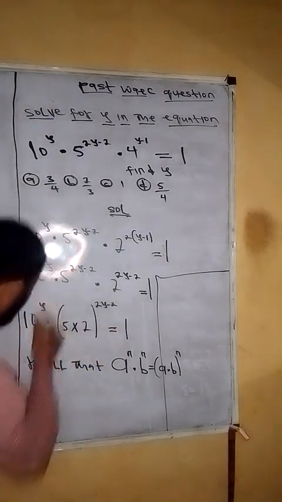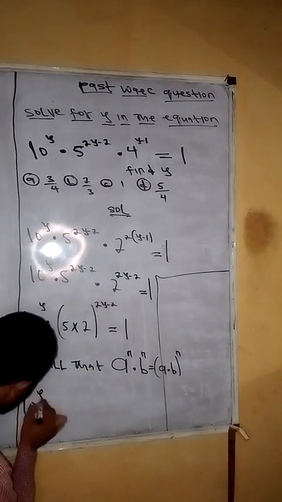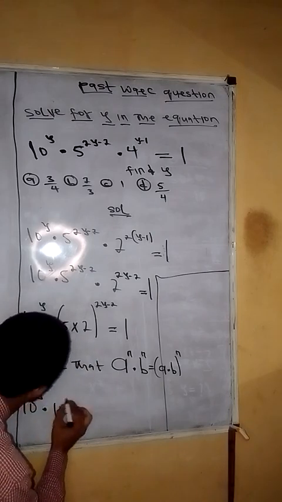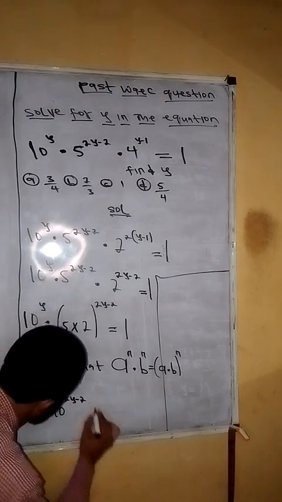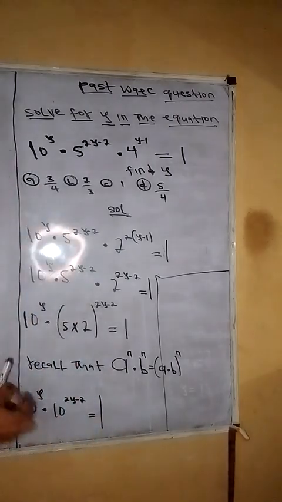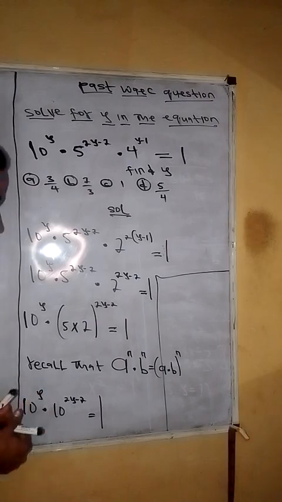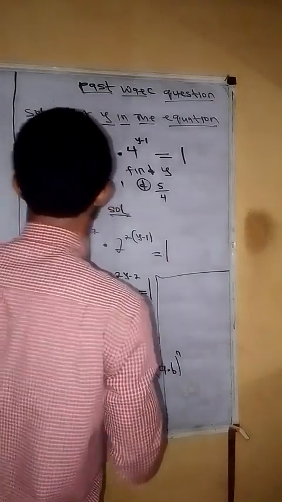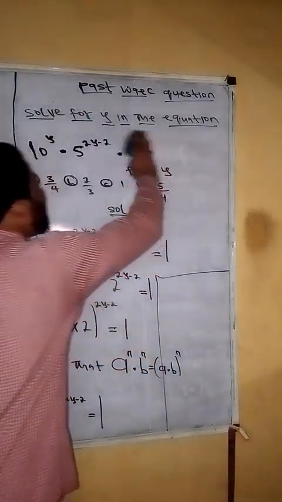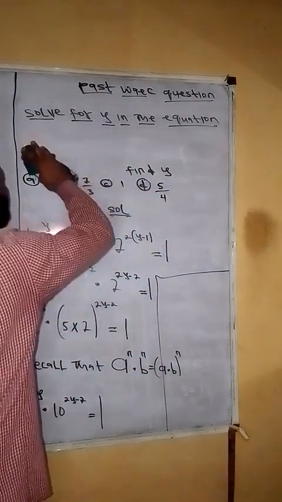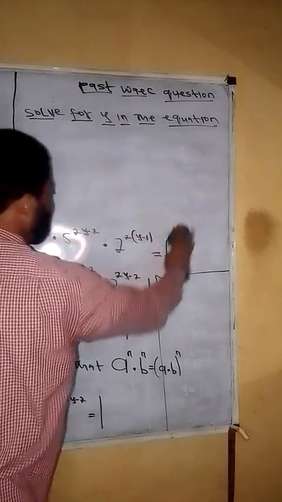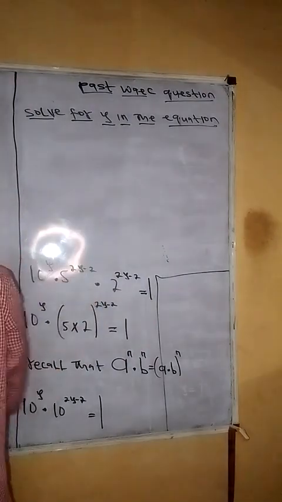n. Now when we continue, we are going to have 10 raised to the power y times this guy will become 10 raised to the power what now? 2y minus 2 is equals to 1. We are going to have something like this. Now when we get to this particular aspect, all we need to do is to quickly clean here a bit, so that we can have a space to continue our work.